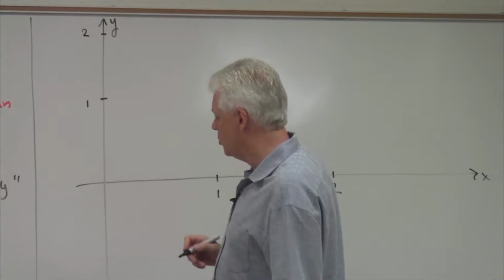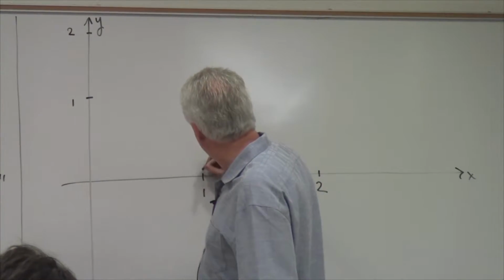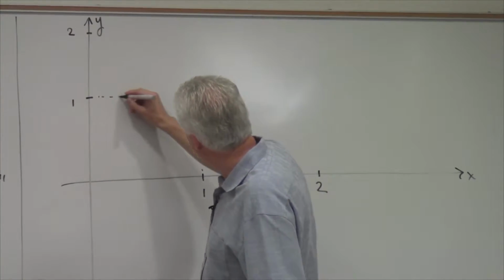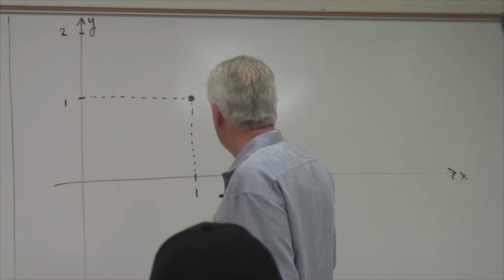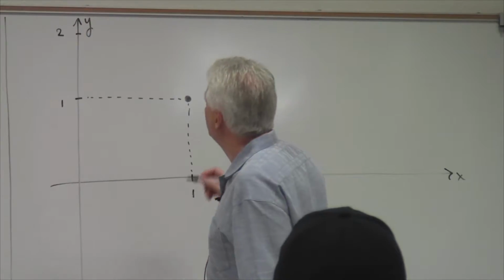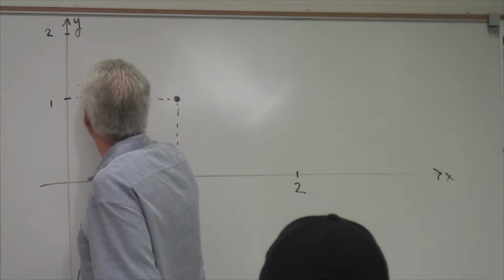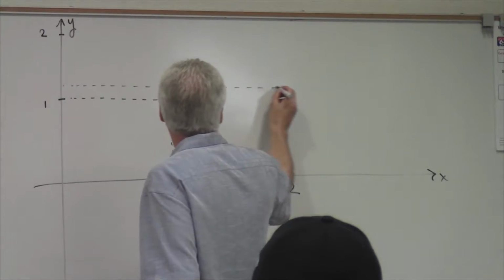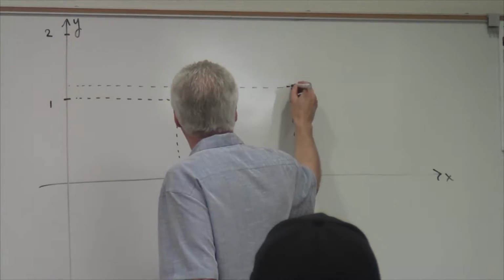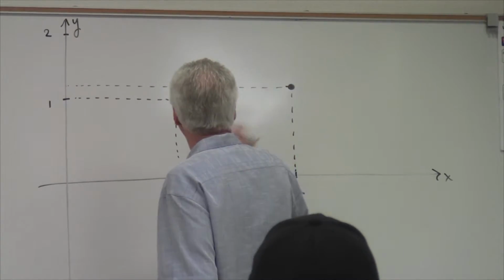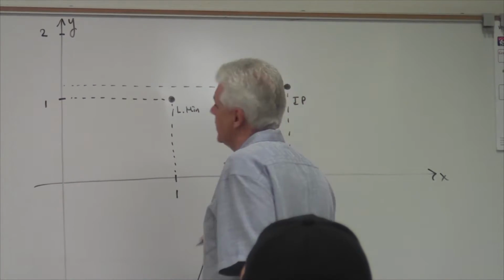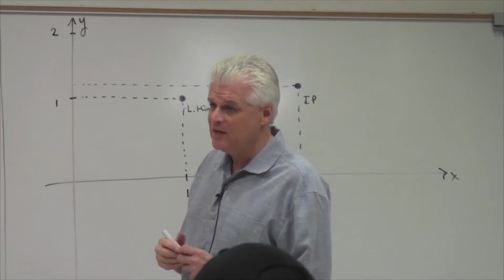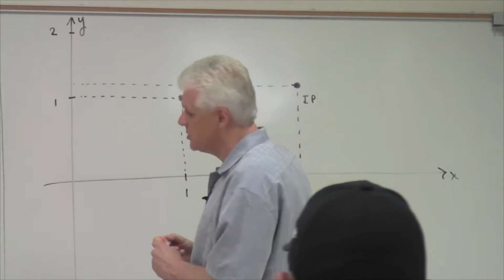Okay, we have a min at 1, 1. So the min is here, 1, 1. And we have an inflection point at 2 and 1.2. 1.2 is not that much higher than 1. So say about there. There's our inflection point. So there's our local min. Here's our inflection point.